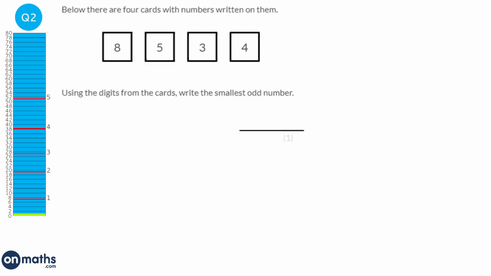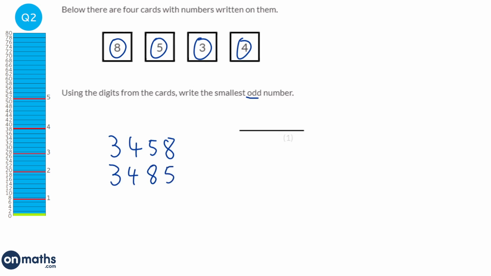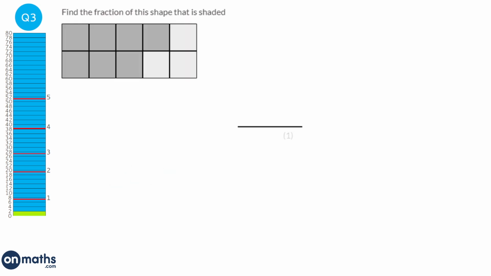For us to create the smallest number, we need to pick the smallest digits at the start of the number. So the smallest digit is 3. Then the next smallest digit is 4, next smallest digit is 5, then the next smallest digit is 8. But it wants it to be an odd number, and this is an even number. So we have to move that 8 forward one and have that 5 at the end. So the smallest odd number is 3,485.